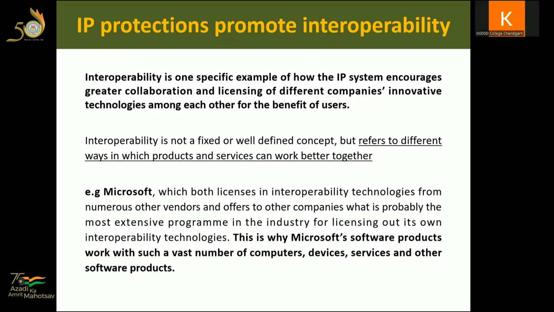So this is another thing. IP protection promotes interoperability. Now, interoperability is one specific example of how the IP system encourages greater collaboration and licensing of different companies' innovative technologies among each other for the benefit of the users. Now look at how Microsoft and Apple are able to take advantage of this interoperability. We are getting the benefit, right? Users means the consumers. The consumers are getting the benefit because they are able to get a single product where a number of technologies are being used, and all the technology developers are collaborating with each other, supporting each other in terms of, again, generating more value for the customer. So interoperability is an important thing which is happening because of this IP protection. If IP protection is not there, then the interoperability won't be there.